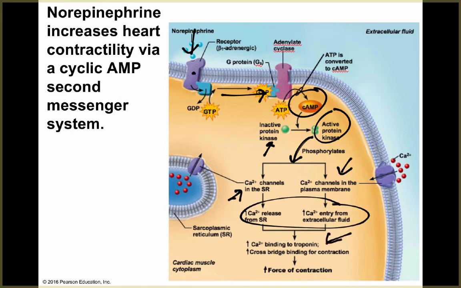More calcium binds to troponin, moving it out of the way so that myosin can bind, giving more cross-bridging and an increase in contraction. With an increase in contraction, you're going to be able to push out more blood, increasing your stroke volume.